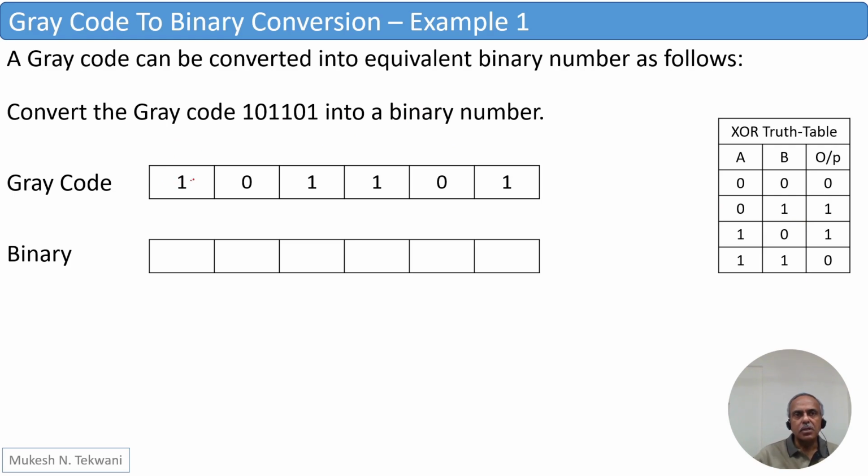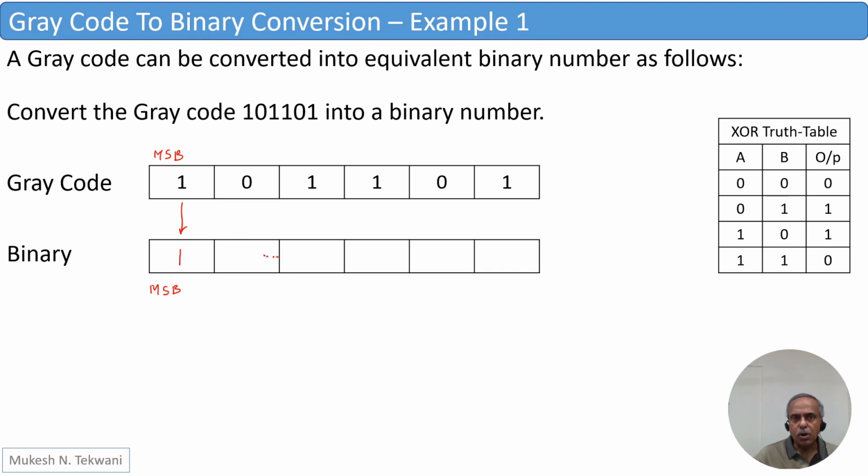So here is the gray code that is given to us. We write the bits 101101. Now the first step in finding the binary is we will copy down the bit 1, that is the most significant bit of our gray code. We will copy this bit into the most significant bit of the binary value. So this is the MSB of the equivalent binary number, and this bit will be simply copied down.